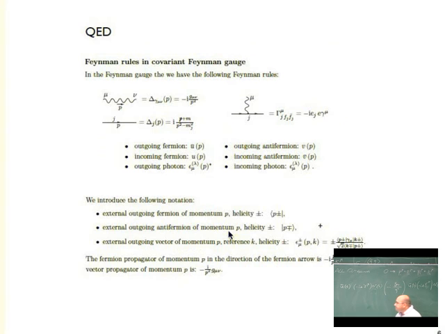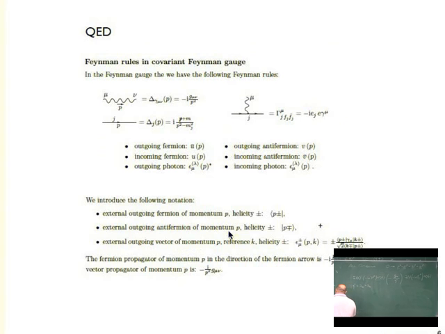And q² is equal to s12, equivalent to s34. Remember that s_ij is the sum of the momenta squared. So this is the definition that we would find in the Peskin-Schroeder book.